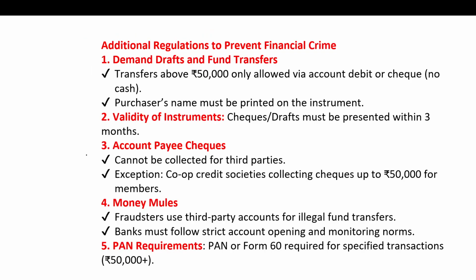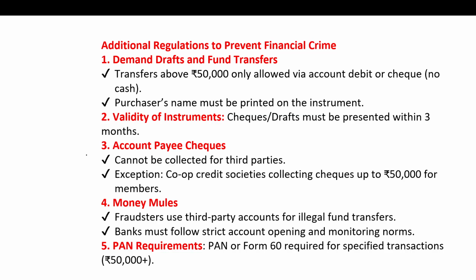Let's talk about other rules. So, issue and payment of demand draft first. If someone wants a DD, NEFT, IMPS of 50,000 or more, payment must be done from their account, no cash transactions will be entertained. The bank must print the buyer's name on the DD or pay order. Check validity: earlier it used to be 6 months, but now the present validity is 3 months only. So a check or draft must be presented within 3 months.